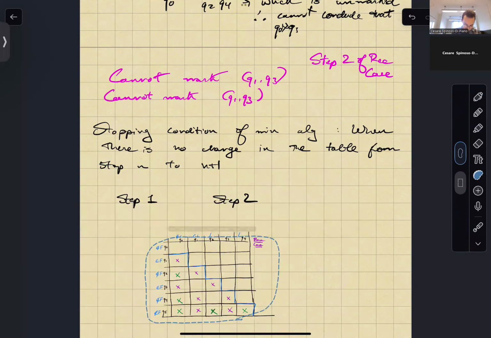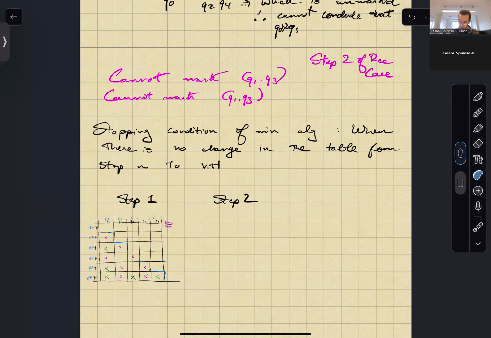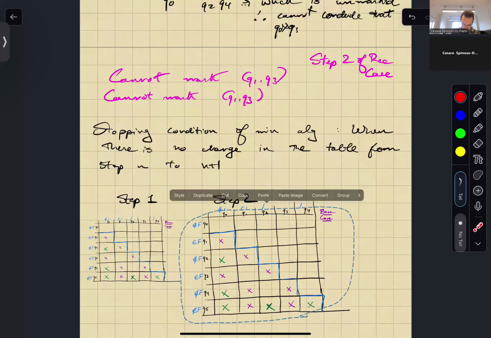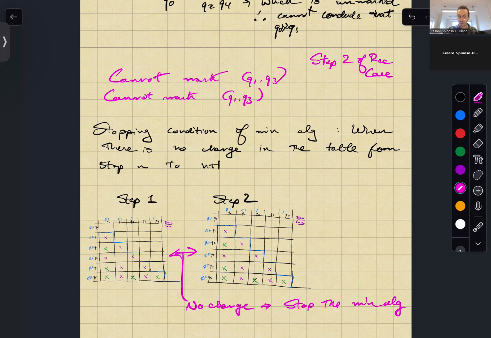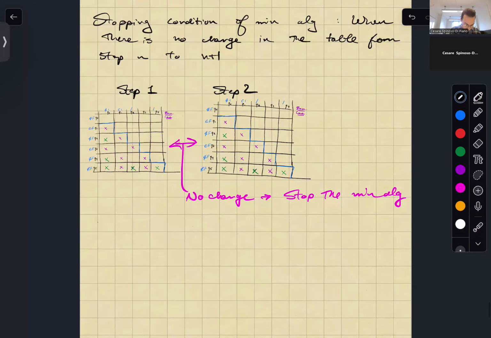Right? We have this table. Then at the end of step two, which we just did here, we still have this table. So there's essentially no change, which tells me that I should stop the minimization algorithm. And now I can build my minimal DFA. This is essentially the last step of the minimization algorithm.